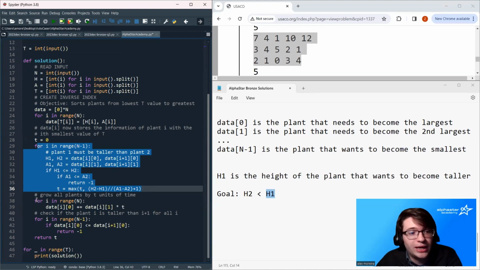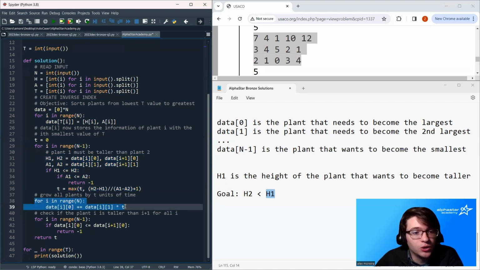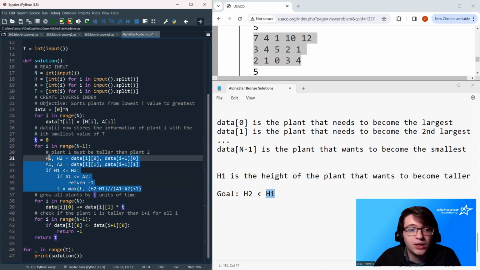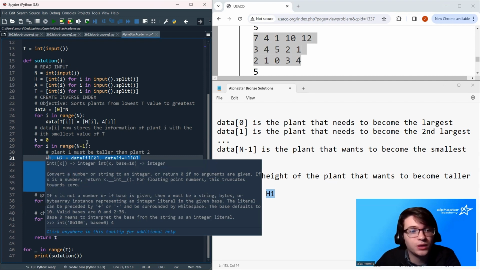Finally, once we've stored the maximum, we're going to loop over all those plants one more time, and we're going to increase the height of the plants by the amount they grew. So this is just their growth rate times the maximum amount of time we needed in order to make sure that all of these pairs were satisfactory.